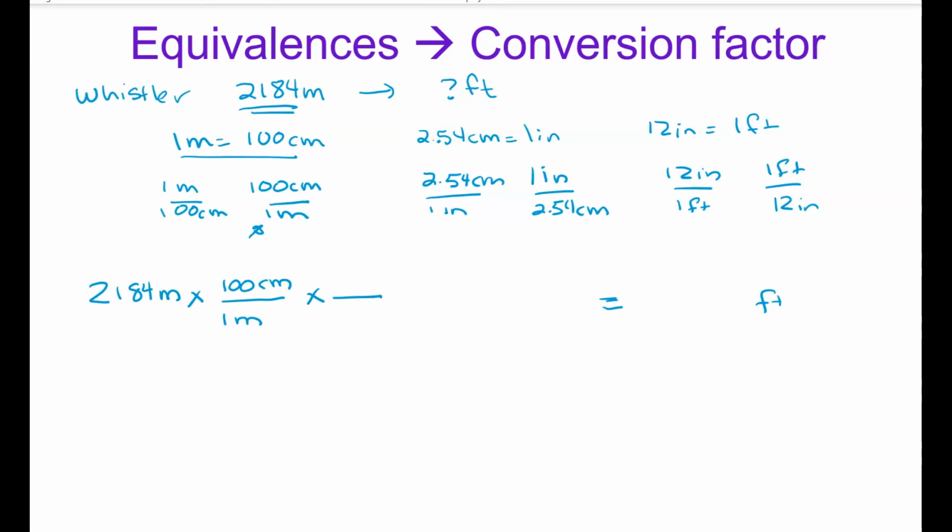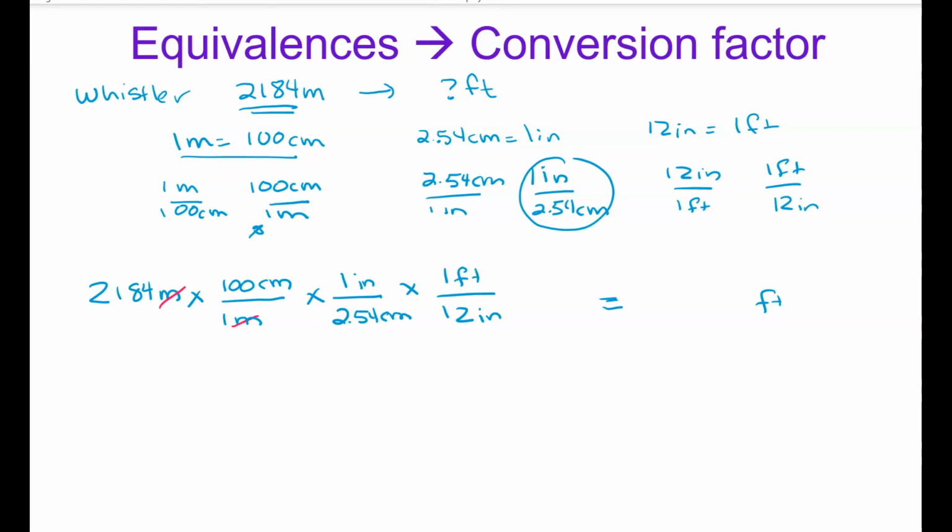And now I need to get rid of centimeters, right? Because meters and meters divide. I need to get rid of centimeters. So I'm going to use this one. 2.54 centimeters in the denominator, 1 inch on the top. And now I can get from inches to feet. So 12 inches is equal to 1 foot.